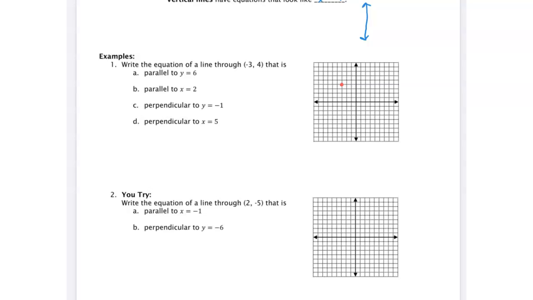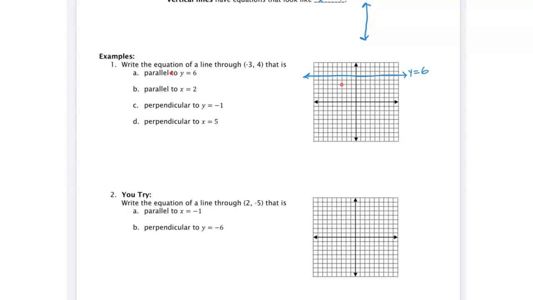We want to write the line that's parallel to y equals 6. So y equals 6 is here. So this is the line y equals 6. Notice that the y-intercept here is 6. On the y-axis, we're at 6, and we have our horizontal line. So that's y equals 6.